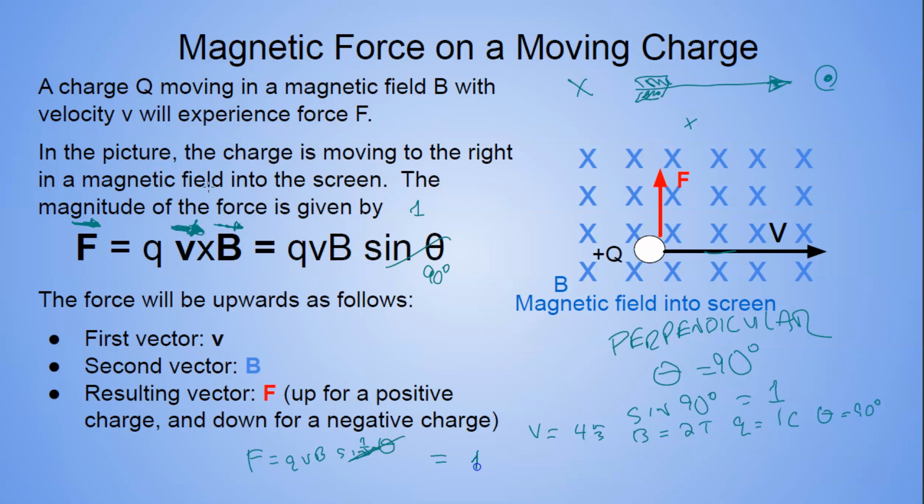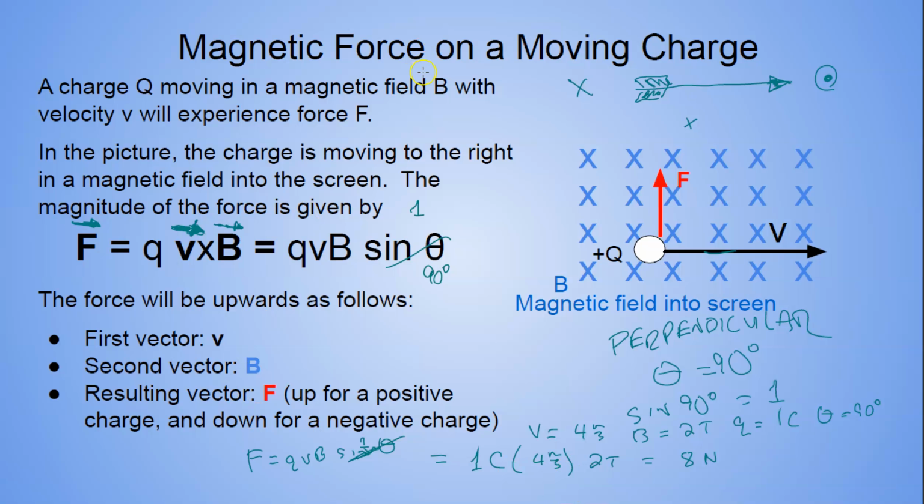The charge was 1 Coulomb. V is 4 meters per second. And then B is 2 Tesla, like that. And I take 1 times 4 times 2, which is 8. And that comes out to newtons. If you remember our units for magnetic field, there was one where it was Newton per amp meter and all that. And that would work out here.